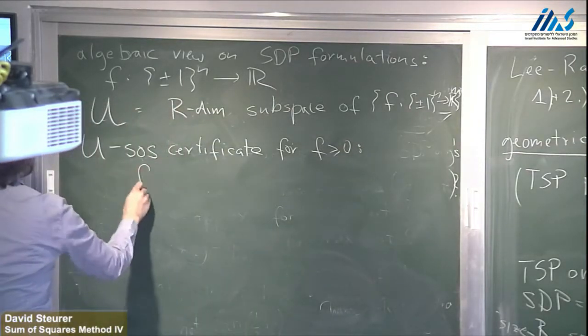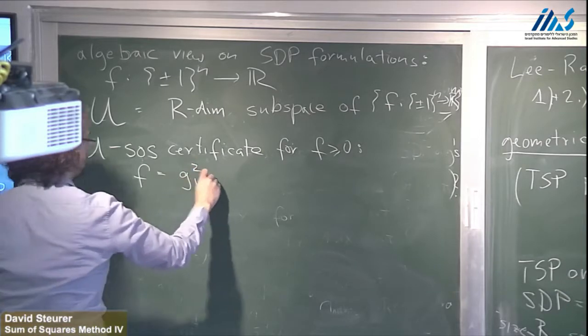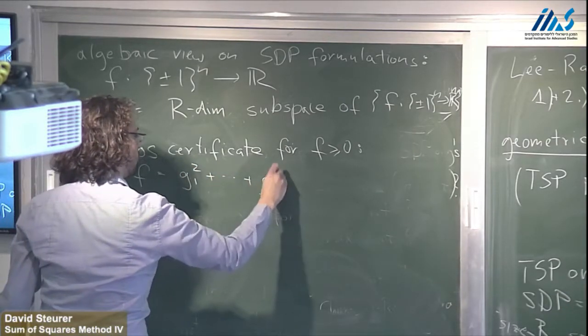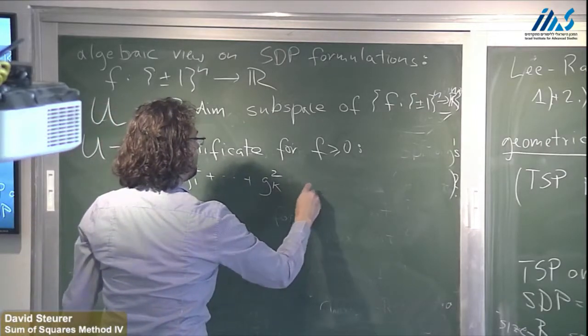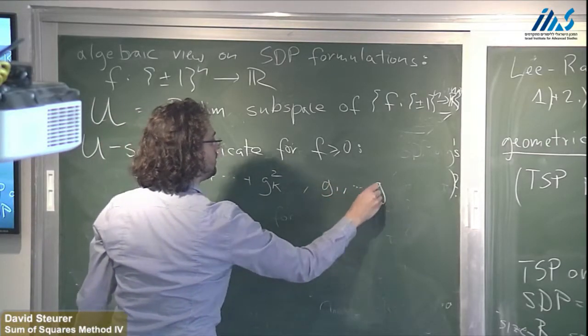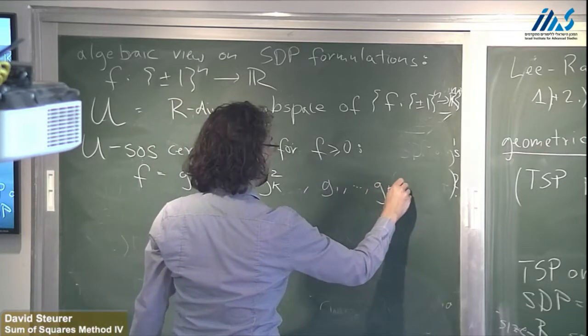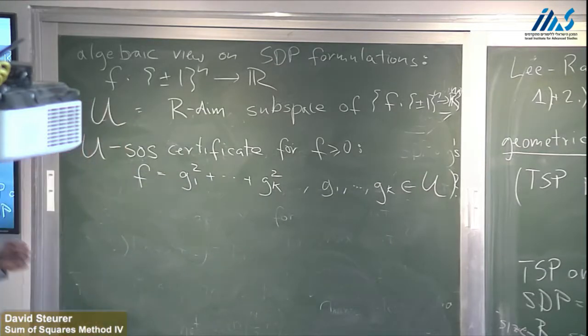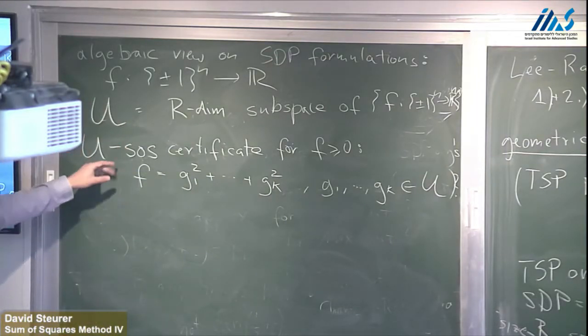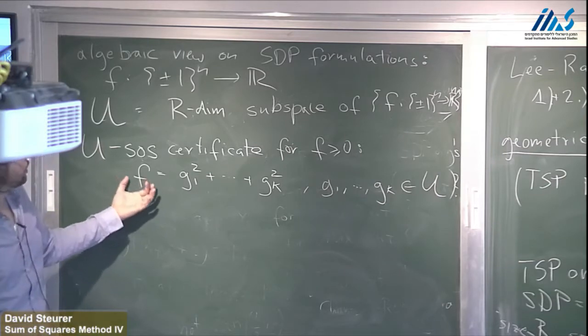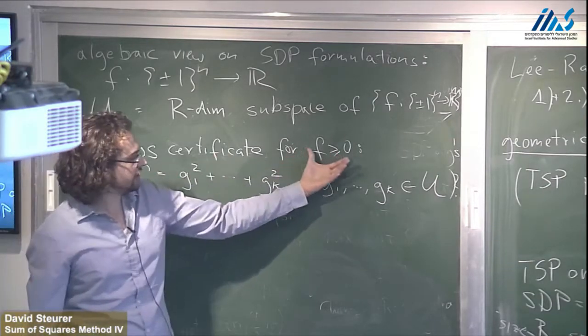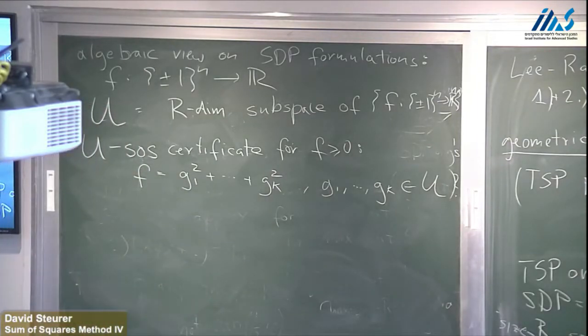We define it to be a decomposition of f as a sum of squares of functions g1 up to gk, where each function here is a member of the subspace. Okay. And notice that if I can represent f in this way, that implies that f is non-negative. And also notice that if I choose U to be the set of polynomials of degree at most d over 2, then it exactly corresponds to our notion of degree d sum of squares certificates.